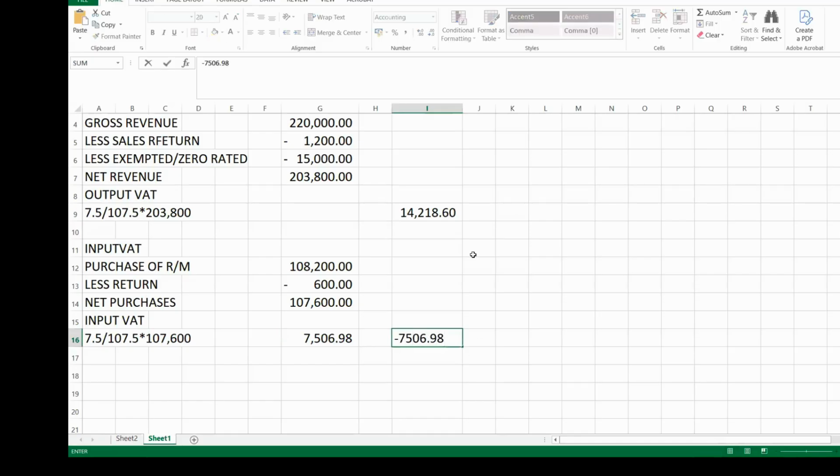The difference between our input VAT and our output VAT, when your input VAT is more than your output VAT, what do we have?